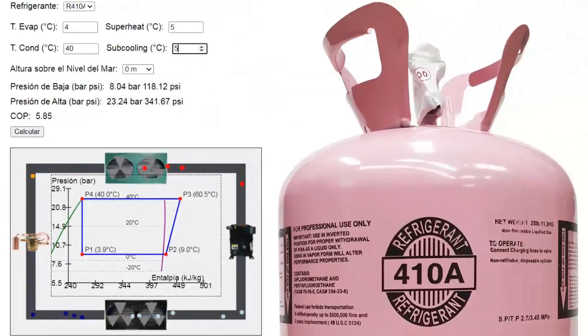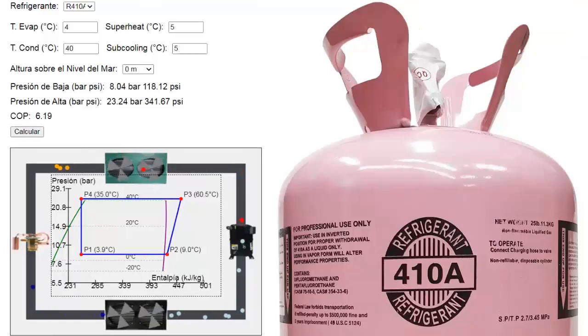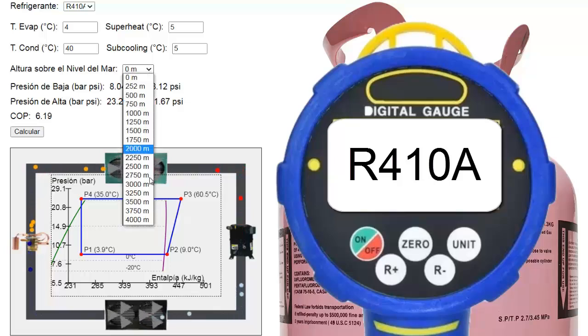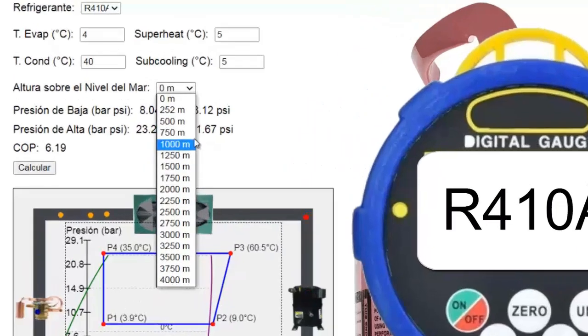8. The pressure shown on the system's gauge depends on the altitude above sea level. In this section of the simulator, we can select the altitude where the unit is located. This allows for a more accurate gauge pressure reading, which is crucial for high-precision refrigeration systems.